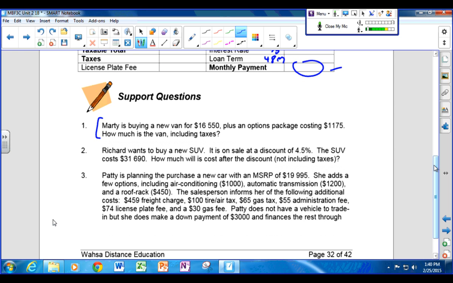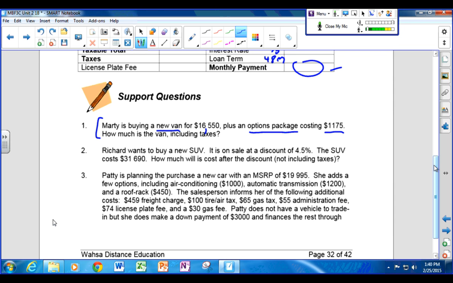It says Marty's buying a new van for $16,550. Again, it's probably a long time ago, plus an options package costing $1,170. So, a new van, maybe he's getting shag carpet in it. I don't know. A disco ball. No, I mean, what would a van have? It might be the options. It might be four-wheel drive, or traction control. Maybe just some upgraded instrument panel. Stuff like that. So some good stuff.